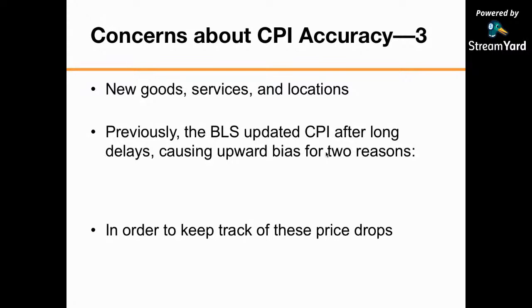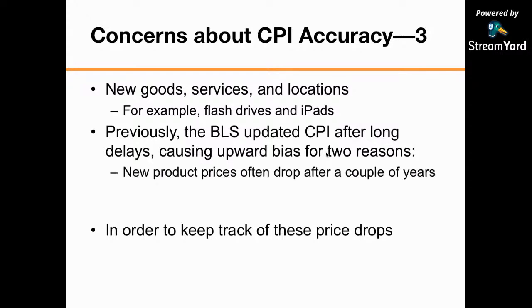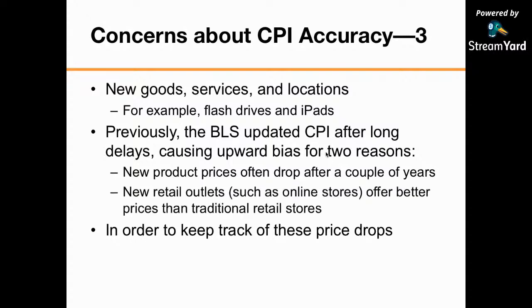So the last reason that people might have concerns about the CPI accuracy is the new goods, services, and locations. As new things come out, they say flash drives and iPads. I don't think flash drives are actually very new at this point. But previously, the BLS would update our consumer price index after long delays, and this would give us an upward bias for two reasons. One reason is that new product prices would often drop after a couple of years, and new retail outlets like online stores, marketplaces, things like that, were able to offer better prices than traditional retail stores.